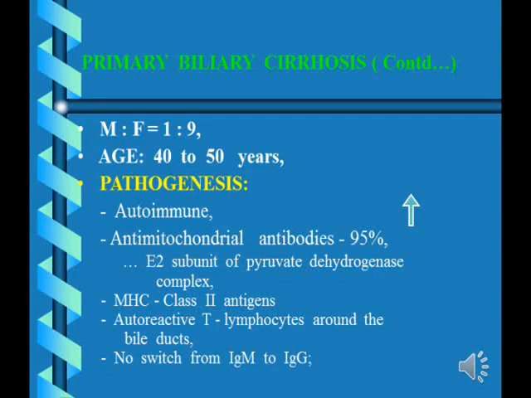So as explained, most commonly it affects people 40 to 50 years of age. Most cases are autoimmune, most commonly due to anti-mitochondrial antibodies, found in 95%, due to the reactivation of autoreactive T lymphocytes around the bile ducts, which cause florid bile duct proliferation, along with activation of an inflammatory response causing portal fibrosis and scarring, leading to cirrhosis. And there is no switch from IgM to IgG.